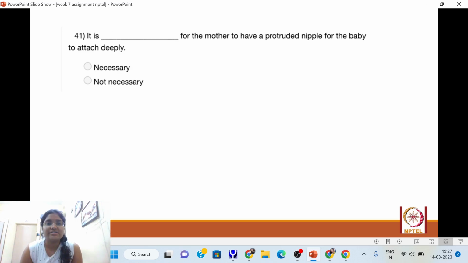Okay. It is dash for the mother to have a protruded nipple for the baby to attach deeply. Necessary? Not necessary.